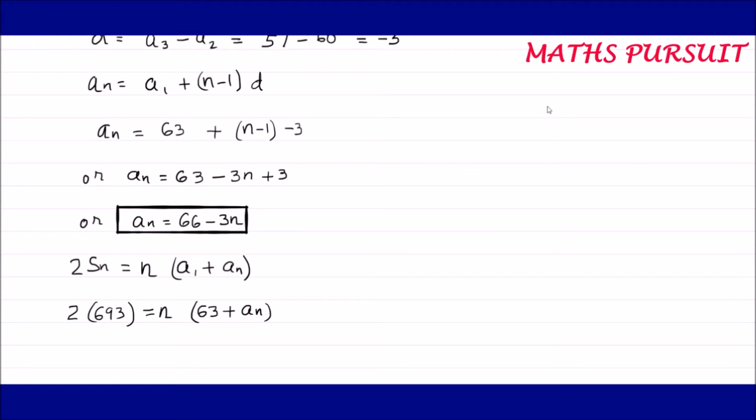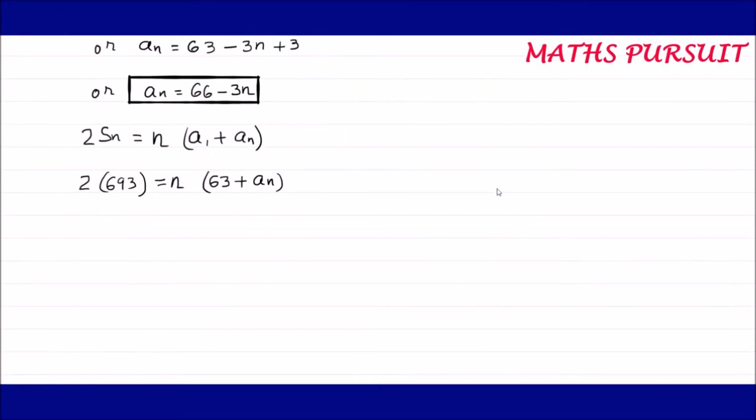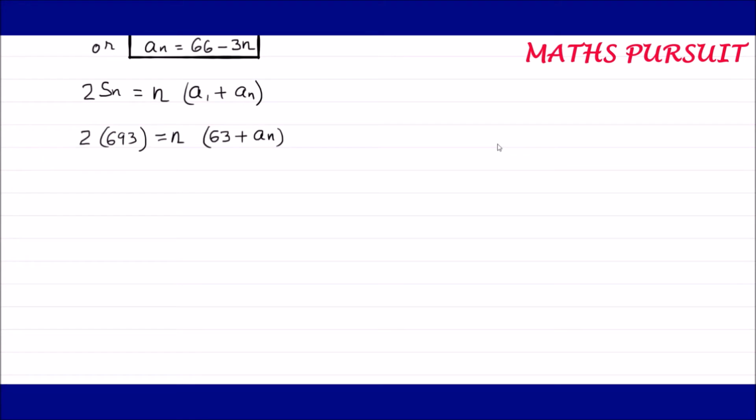Or I can write 2 into 693 is equal to n into 63 plus 66 minus 3n. Guys, what I did, I just replaced the value of an with what we got in the earlier step. I just replaced the value of an from there. Now let us solve this and see what we are getting.